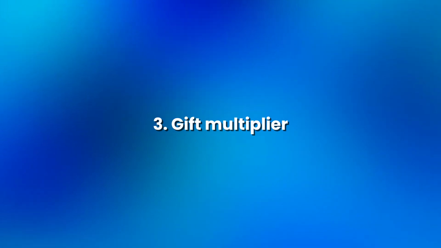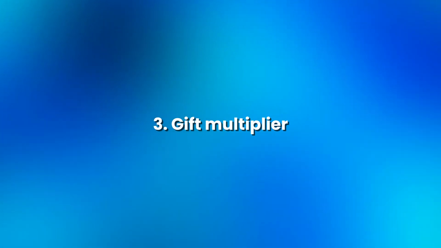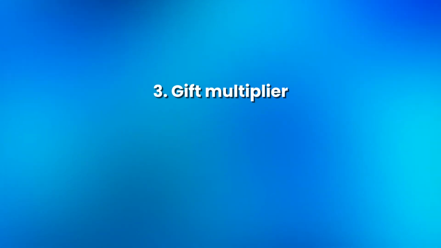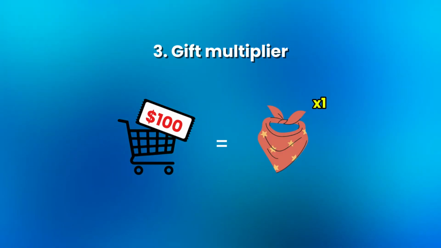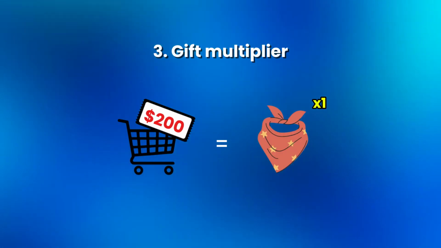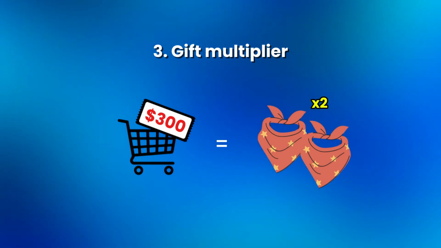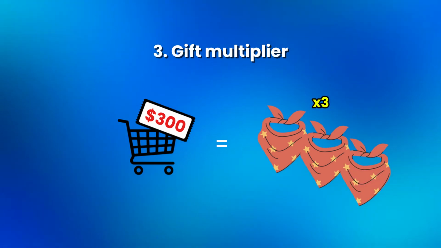And third, gift multiplier, where customers earn more gifts based on their spending. For example, spend $100, get 1 bandana, spend $200, get 2 bandanas, and spend $300, get 3. This is the one I'll walk you through today.